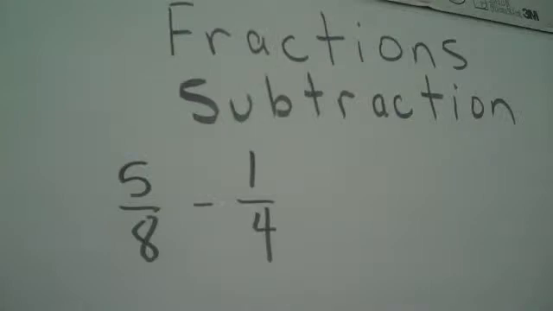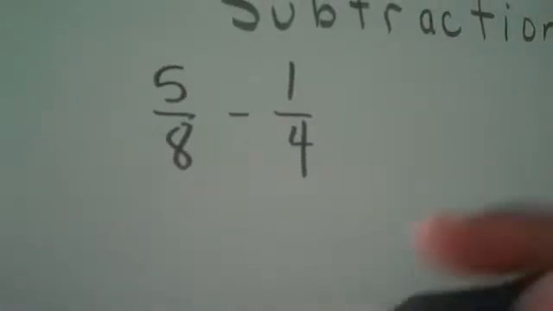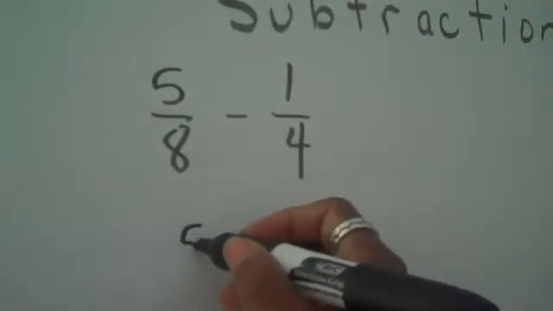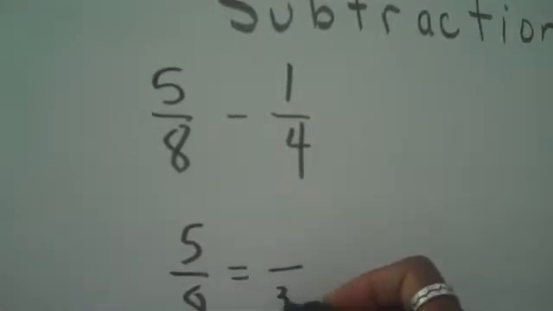The easiest way to find the common denominator is to multiply the denominators together, in this case 4 and 8, and get 32. So now that's what we will do. We're going to change 5/8 to a fraction with a denominator of 32.